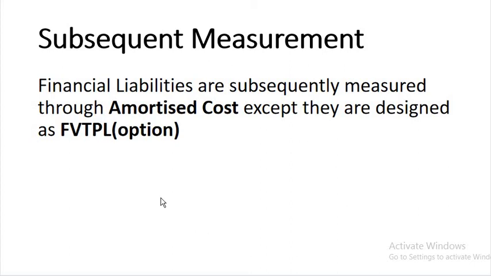Except they are designated as fair value through profit or loss. As I said previously, an entity can opt for fair value through profit or loss at inception, but by default, financial liabilities are subsequently amortized. But an entity can also decide that, considering certain factors, it wants to fair value through profit or loss. The standard gives that permission.